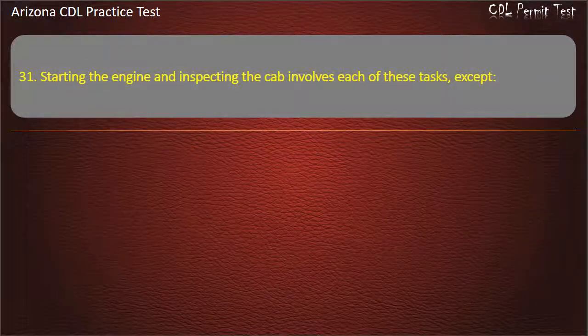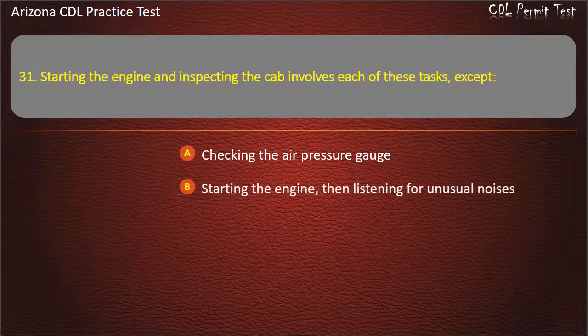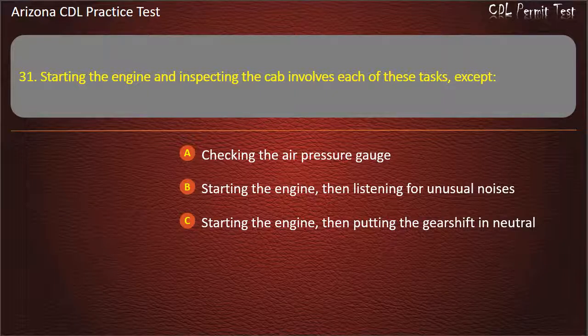Question 31. Starting the engine and inspecting the cab involves each of these tasks, except checking the air pressure gauge, starting the engine, then listening for unusual noises, starting the engine, then putting the gear shift in neutral, checking the transmission controls. Answer. Starting the engine, then putting the gear shift in neutral.